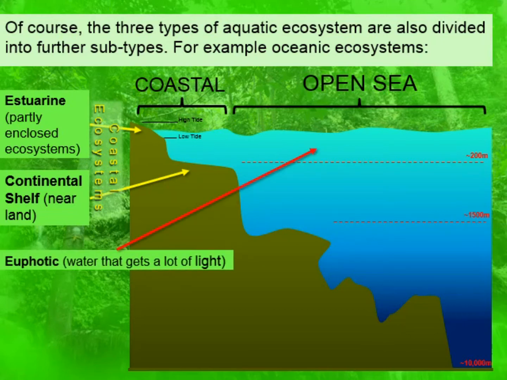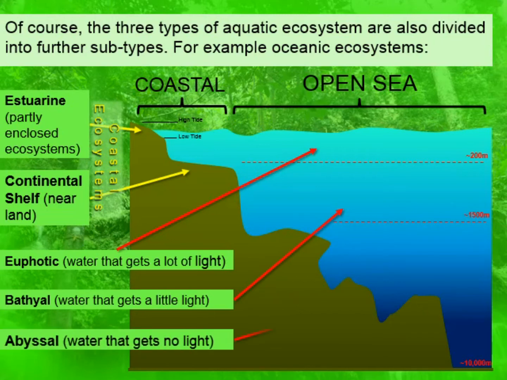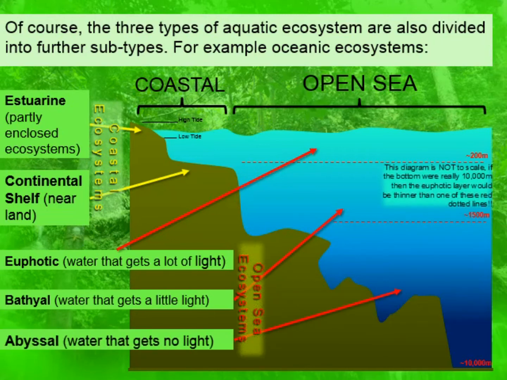And then you have the open sea ecosystems. So these are euphotic, which is water that gets a lot of light. Then there's bathyal ecosystems, where the water gets a little light. And finally, abyssal ecosystems, where water gets no light at all. And there are some pretty weird creatures that appear down there, although we really don't know that much about it because we haven't really explored properly in the deepest parts of the ocean.